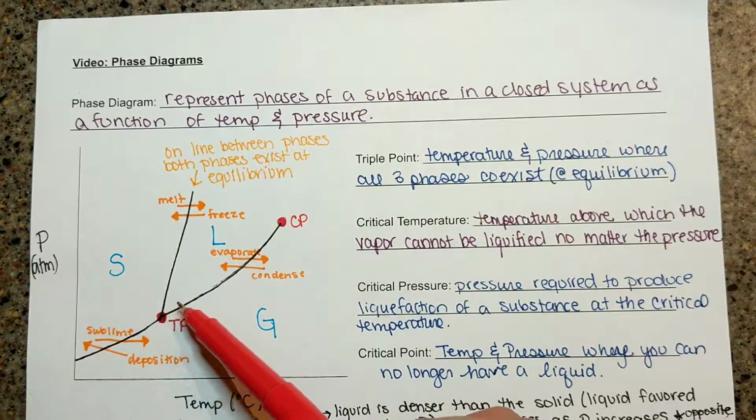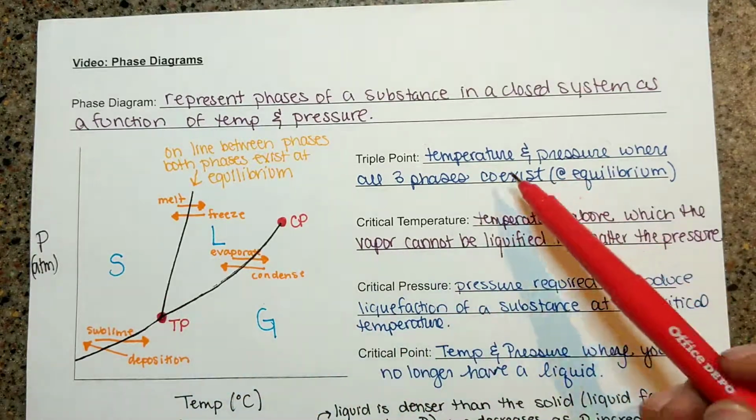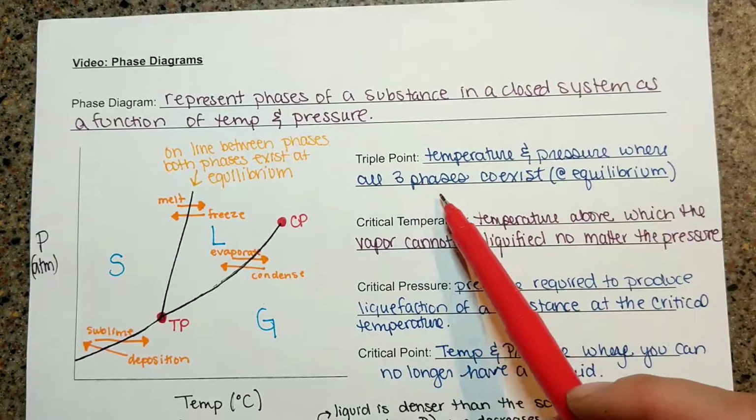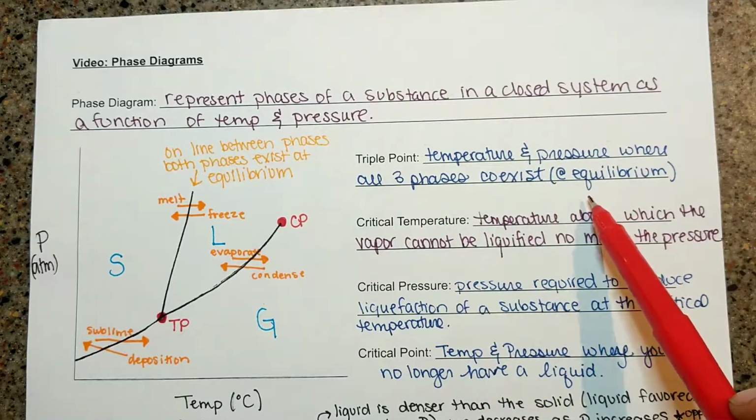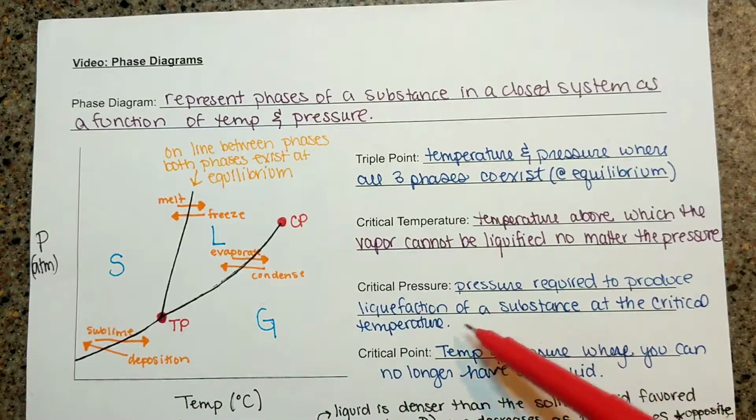We have a couple of unique points. Here where all three lines intersect is called the triple point. Here's the temperature and pressure where all three phases coexist at equilibrium. So at this exact point, I have solid, liquid, and gas phases occurring simultaneously.